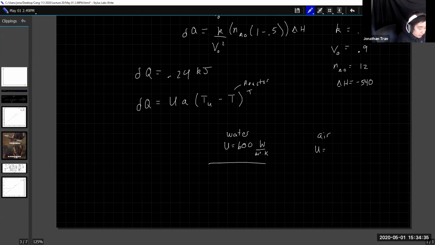In the case of air, we would be looking at a U value of 56.6 watts per meter squared K. And so we're going to calculate the value for TU in both of these circumstances and look at the different dimensions that we can potentially have. This is assuming our PFR is a normal cylinder shape, not some otherwise unusual shape.